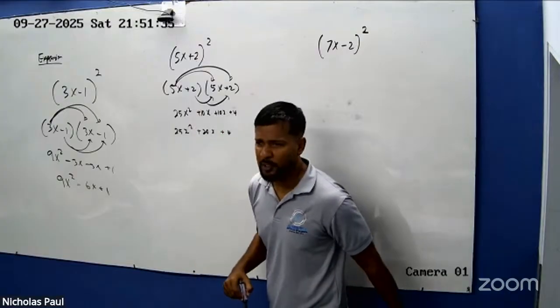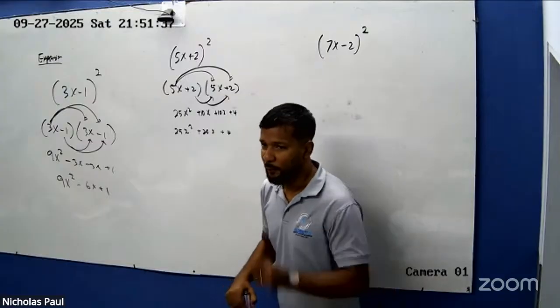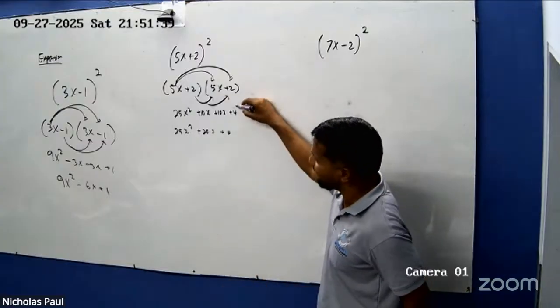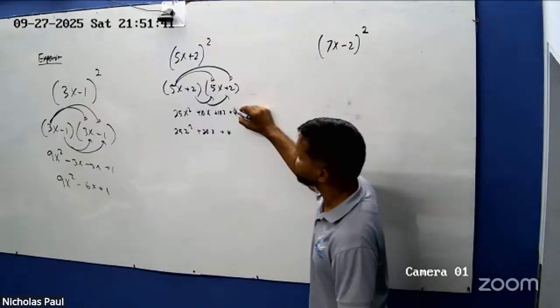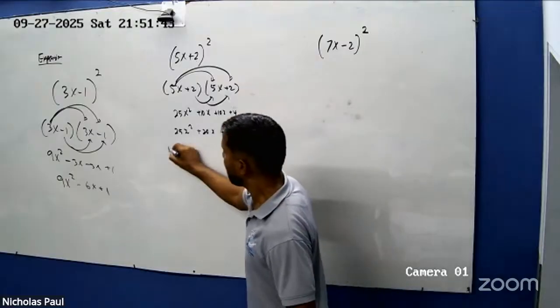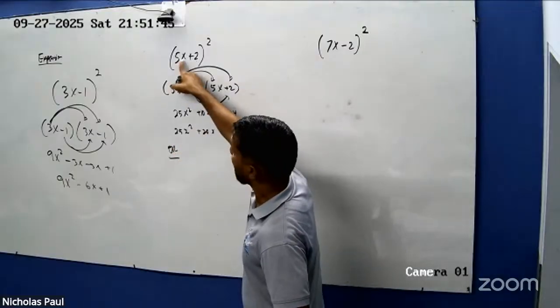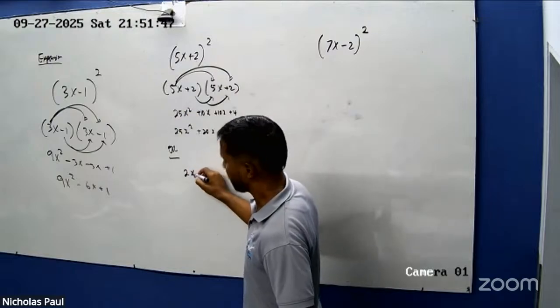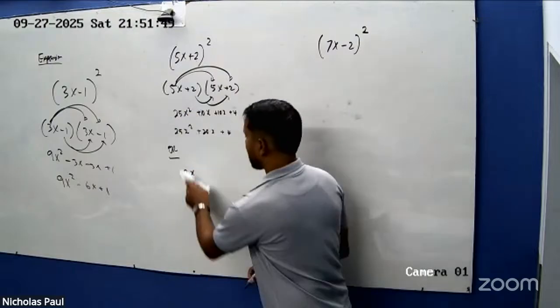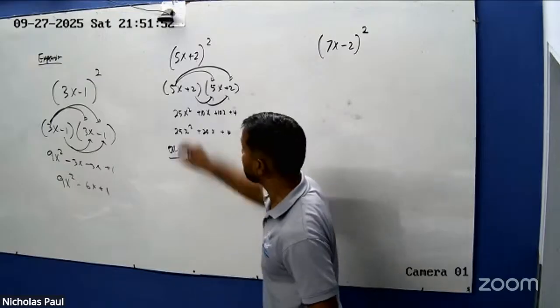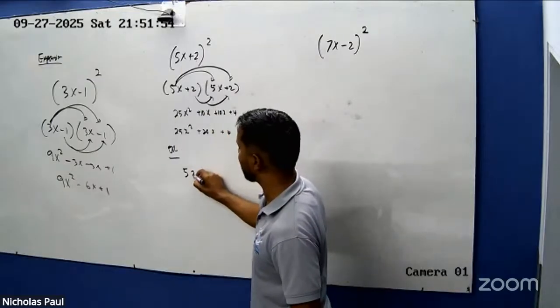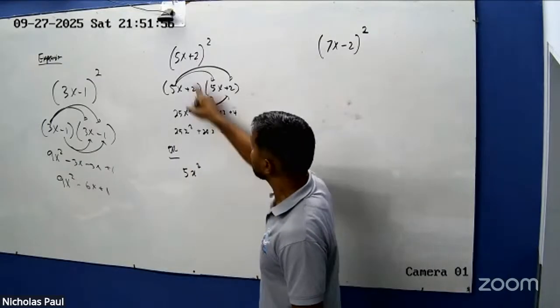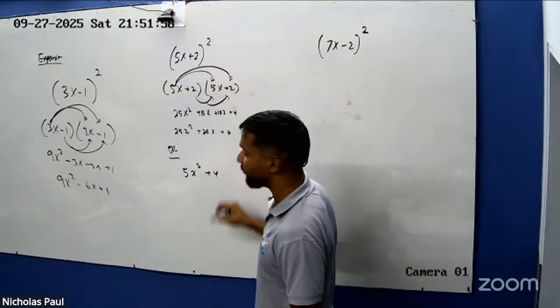Right? I want to show you a shortcut instead of writing this out. Here's what you could also do. You could square the 5x and you will get 25x squared. You could square the 2 and you'll get 4.